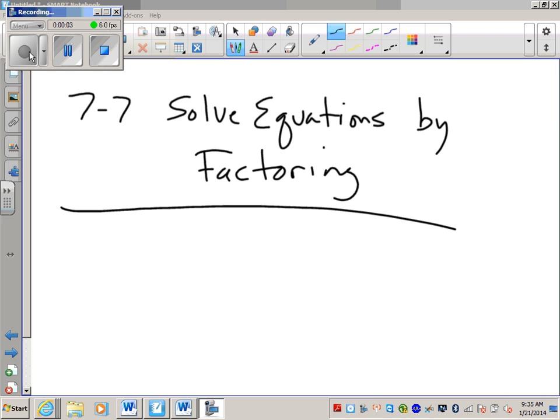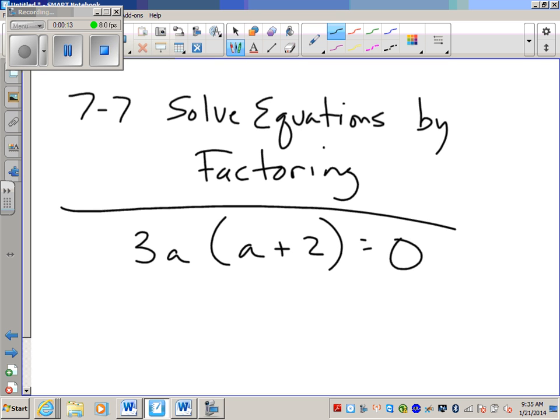Okay, solve equations by factoring. What you did last week was we had problems that looked like this, and we said, okay, we know that there's multiplication going on here, and the rule for multiplication as far as 0 is concerned is that all I have to do is have one of my factors be 0 for the product to be 0.